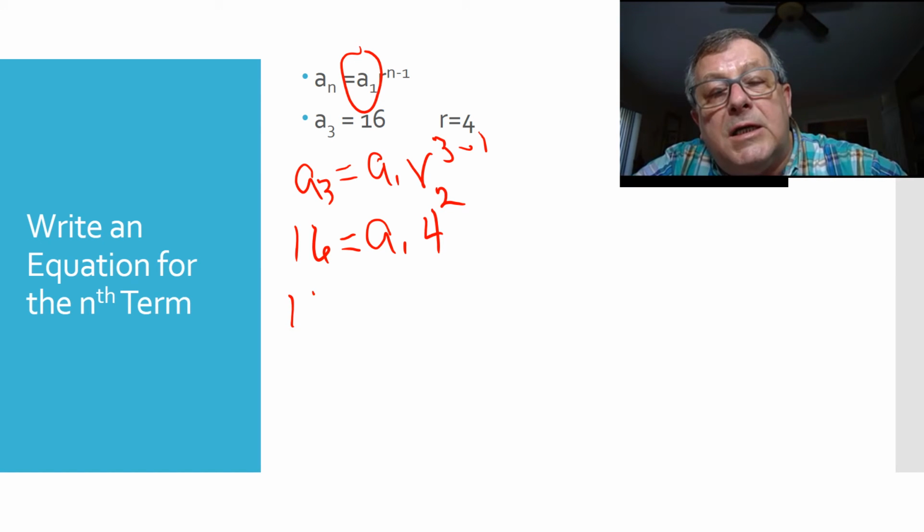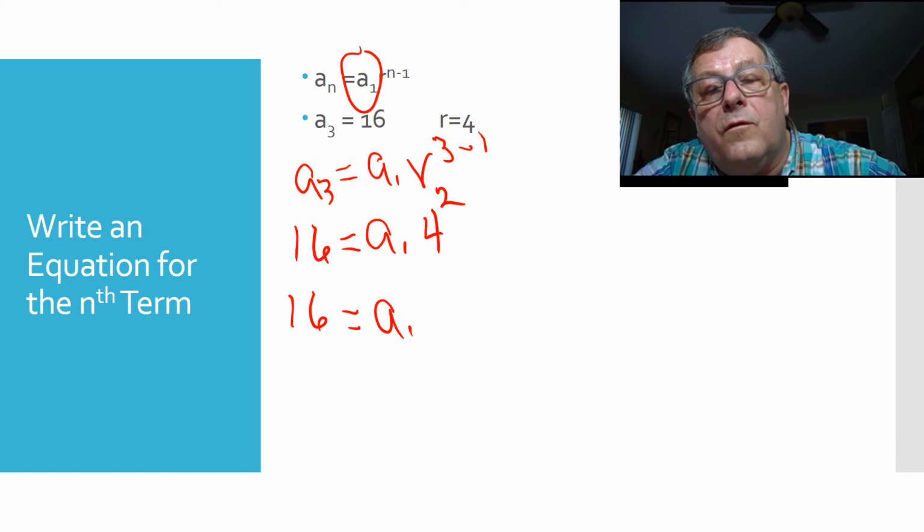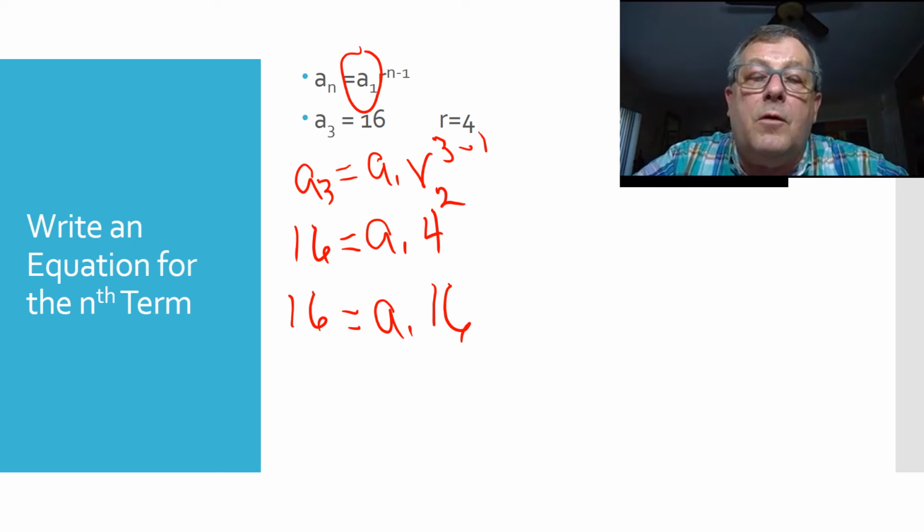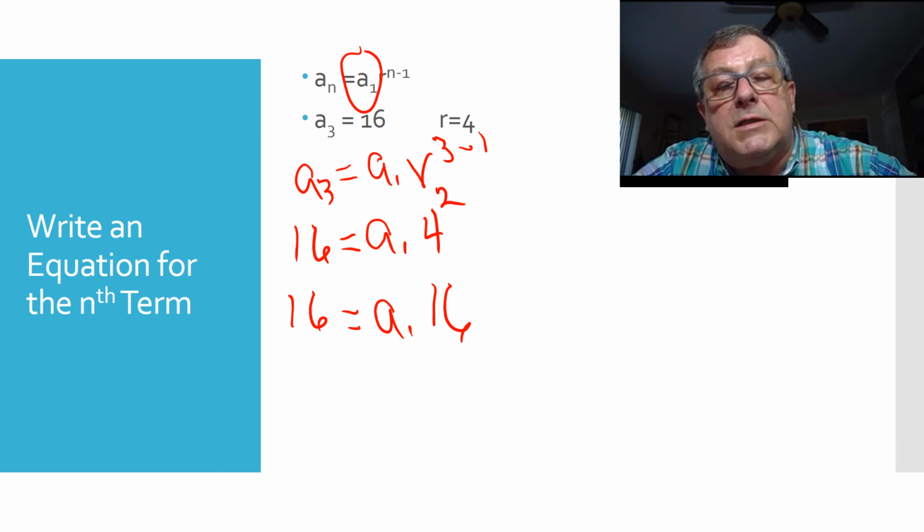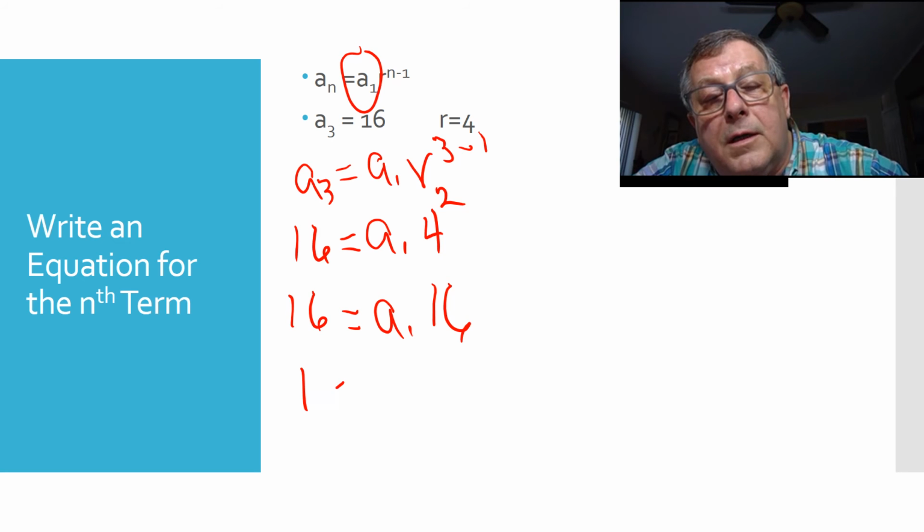So I've got 16 equals A_1 times 4 squared. 4 squared is 16, so 16 times A_1. And so I'm going to divide both sides of this equation by 16. And so A_1 is going to equal 1.